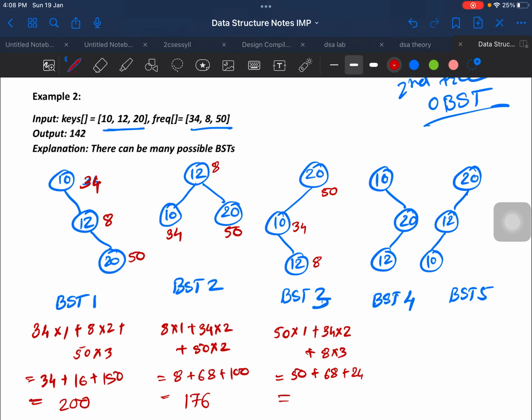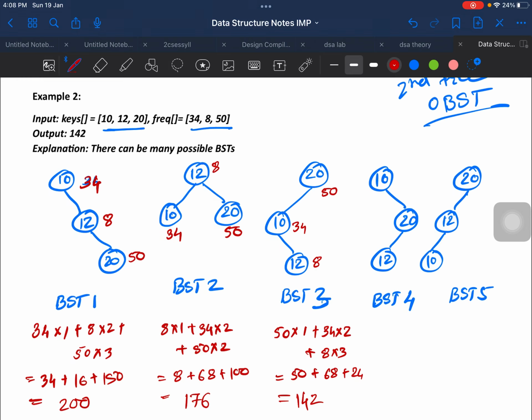Okay, so what is the total here? 50 plus 68 is 118, plus 24, that is 142. So see guys, here we got a cost of BST3 is 142. Okay, which is minimum up till now. So BST1 is 200, BST2 is 176, and BST3 is 142, which is minimum up till now. We have to calculate the cost of BST4 and BST5 as well to compare which one is the optimal.